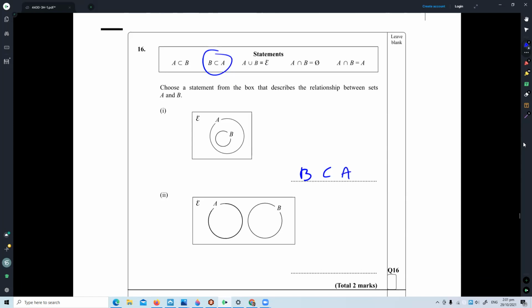Here we see that A and B have no elements in common. So we're going to say the intersection of A and B is equal to the empty set. There's nothing that A and B have in common. So it's that one. That's a relatively nice question for question 16.